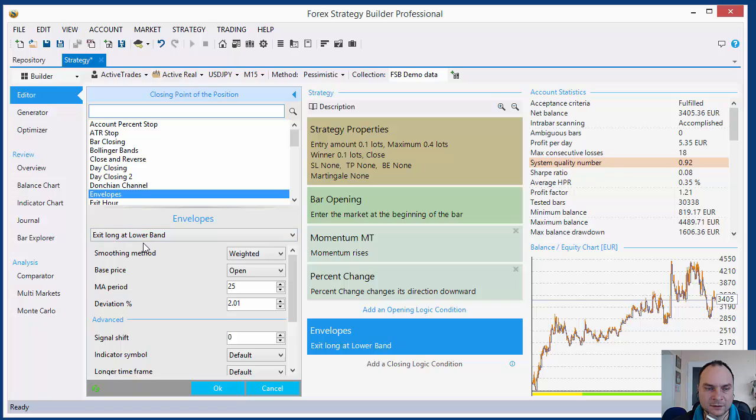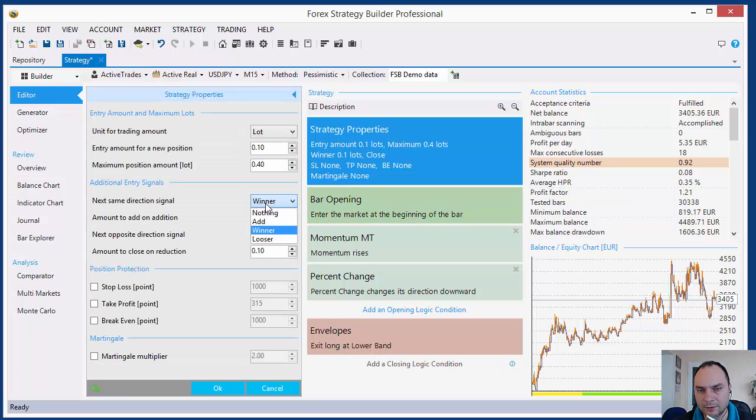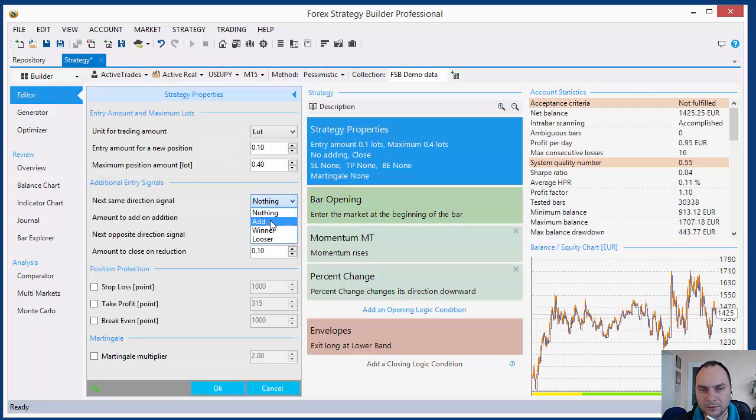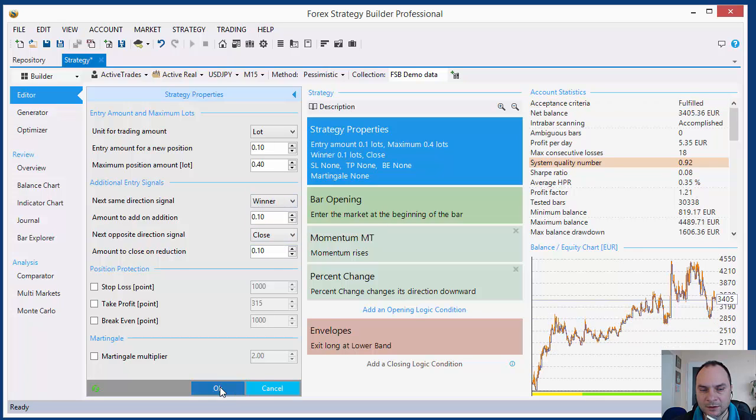Envelopes, we're closing it. Is it long at lower band? Deviation 201. Why? Let's try with 2. Okay, average period 25 is okay. Let's try with simple. Nothing changes. Okay, and let's try winner. Nothing. Winner. I think winner is okay.